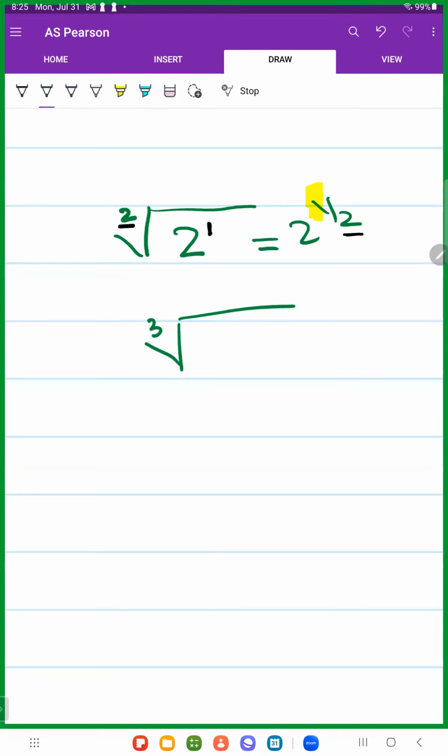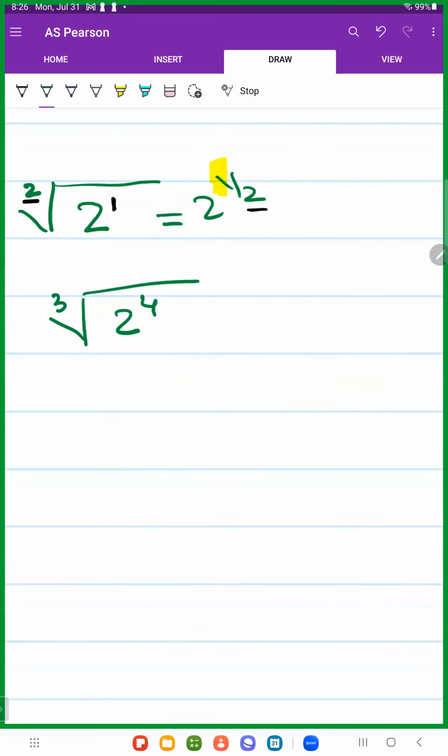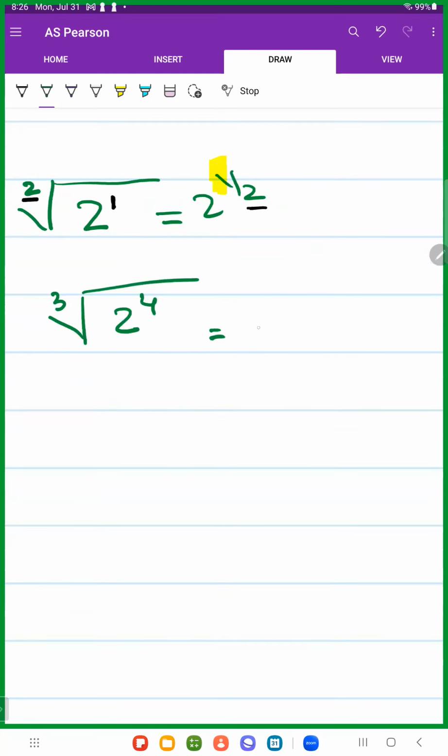Alright? So for example, I have 2 to the power 4, cube root. How would I write this as a power? First, in the numerator, the power of 2 comes. And in the denominator, the power of the under root sign comes. Right.